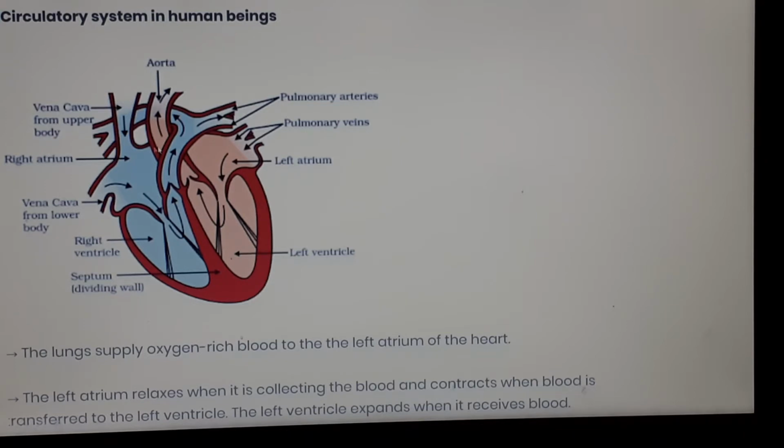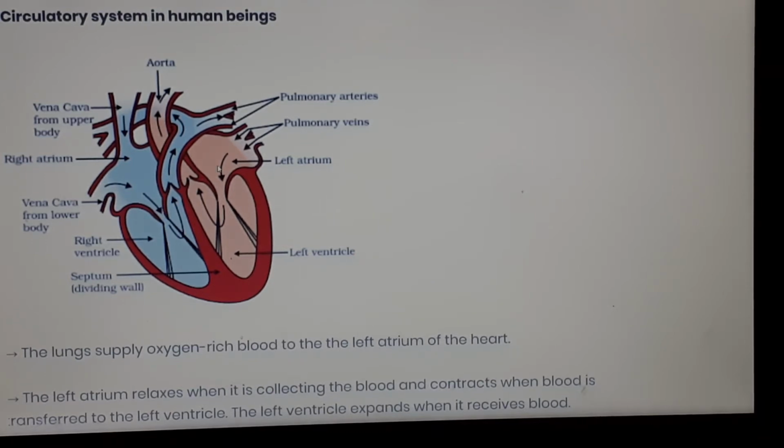Number one, we will first label the parts. I will tell you. See here, the upper part is said to be the atrium. The lower part is called the ventricle. Here the right atrium, this is the left atrium, right ventricle, left ventricle. These are separated by muscles, that is, valves are present here.